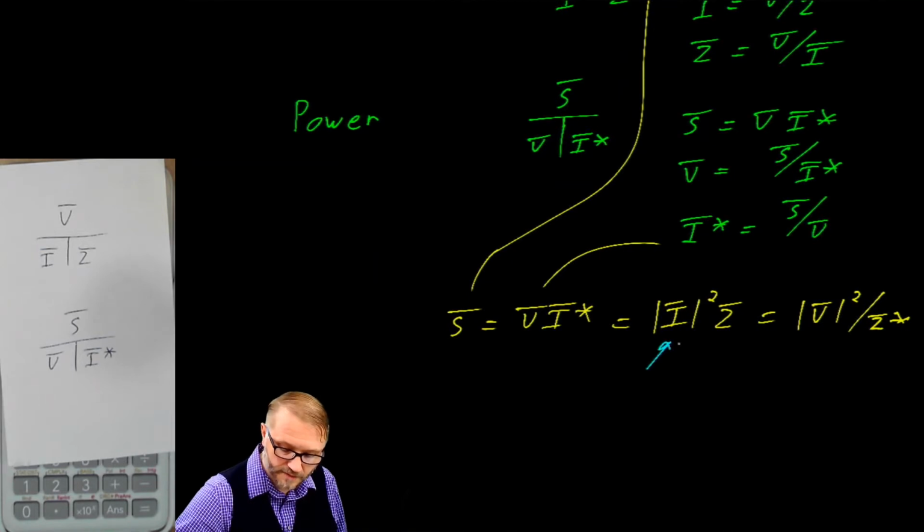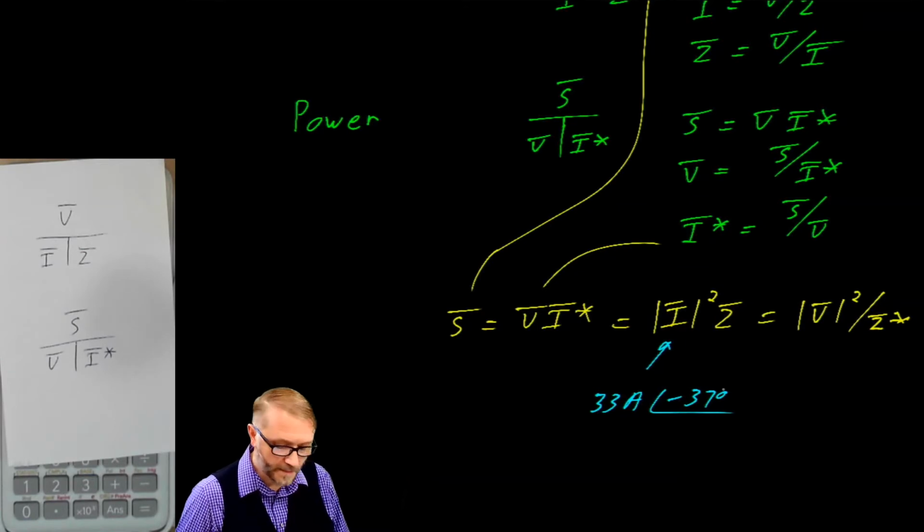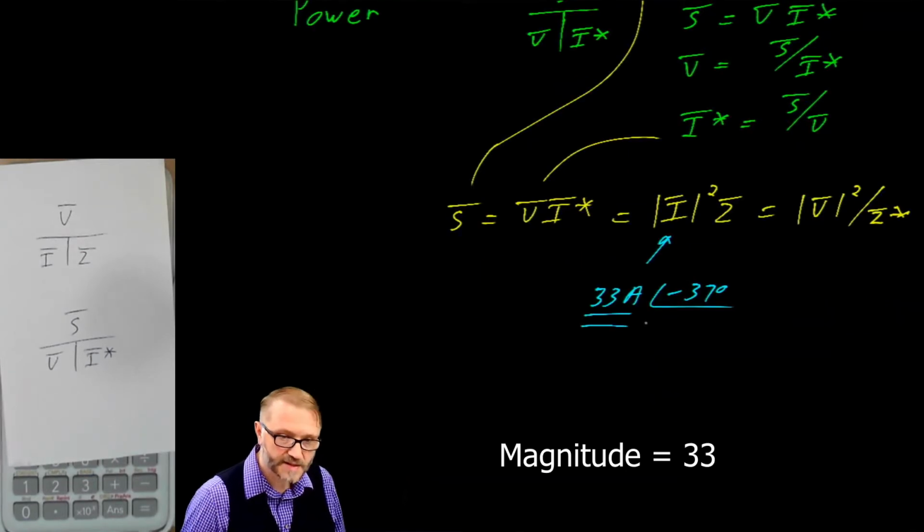Do be careful with the term magnitude. For example, if you had a current of 33 amps at a phase angle of negative 37 degrees, the magnitude is 33. Be sure you use the magnitude, which is the value in the polar form. It's the value of the scalar.